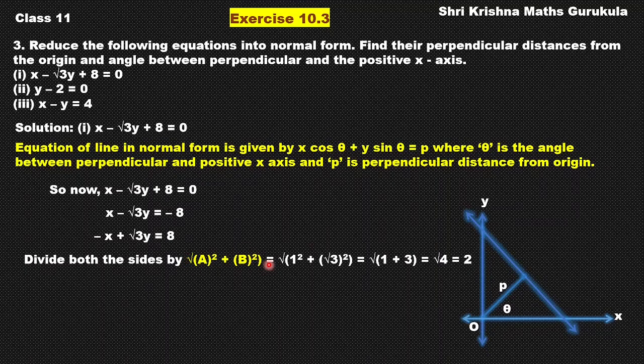We have to do that now, which will be: minus 1 whole square is 1, and root 3 whole square is 3, under the root, which will be the square root of 1 plus 3, equal to root 4, which is 2. So that means we are dividing the whole equation by 2. That gives us minus x by 2 plus root 3y by 2 is equal to 8 by 2, which will be minus half into x plus root 3 by 2 into y is equal to 4.